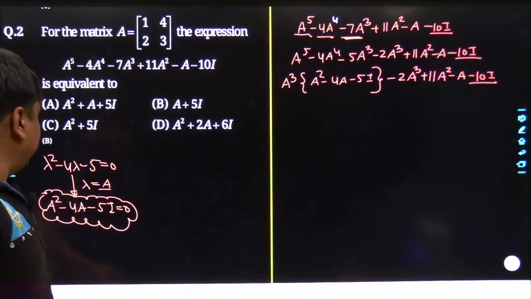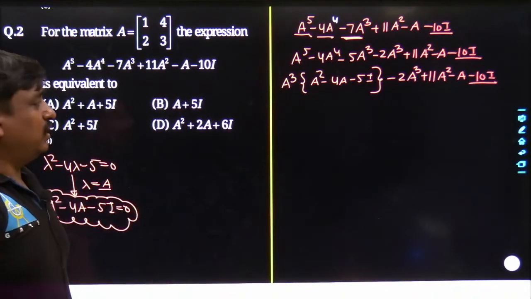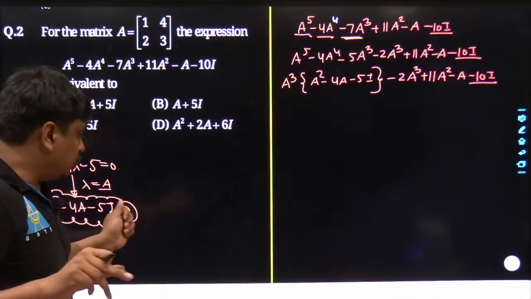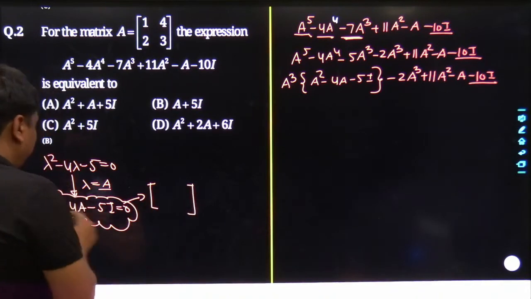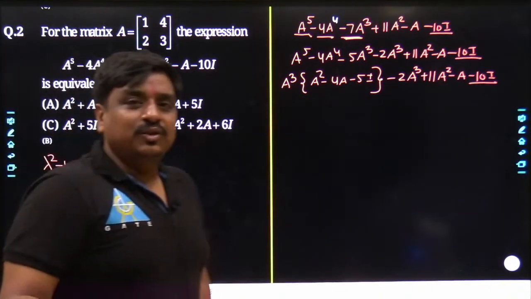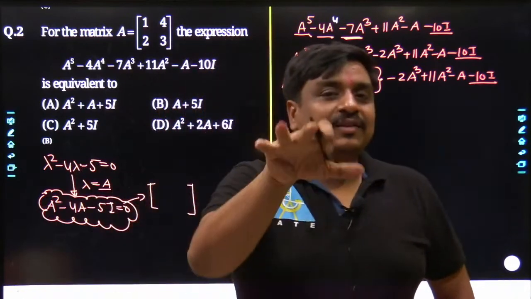Yes. See what is happening. A square minus of 4a minus of 5I has been a null matrix. It's not 0, no. Has been a null matrix. May I know what would be the order of the null matrix? My dear friends, a square. What would be the order of a square? The order of a square would be same as the order of a.